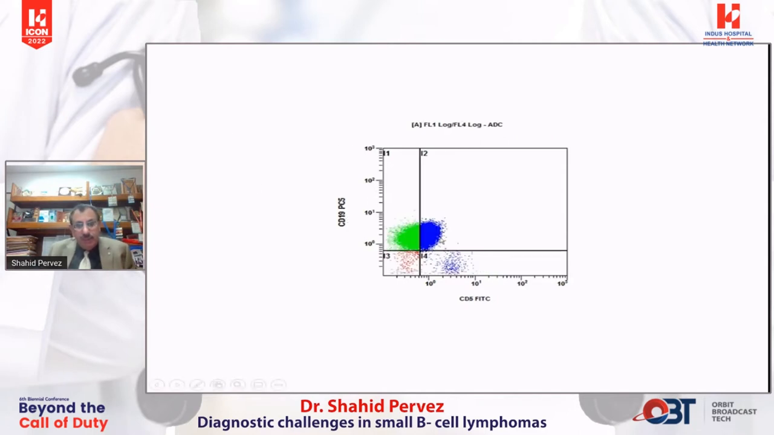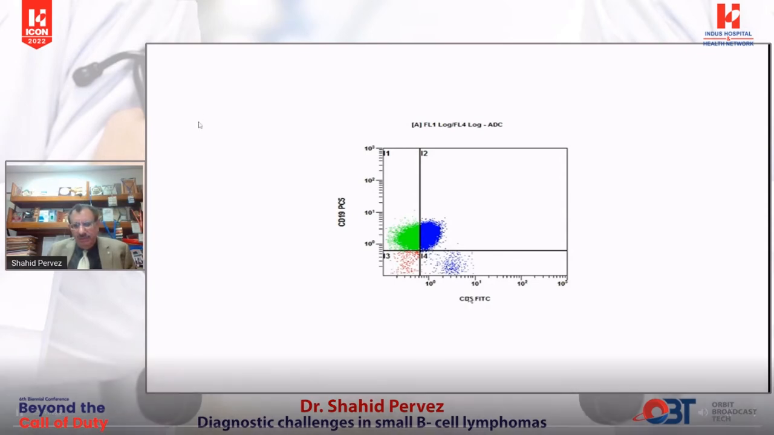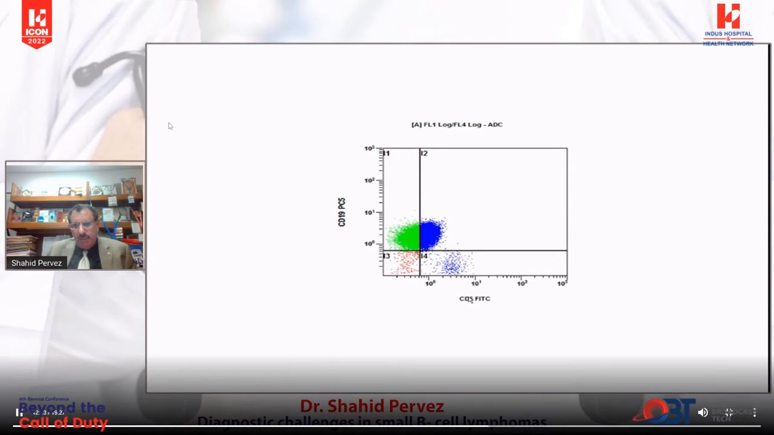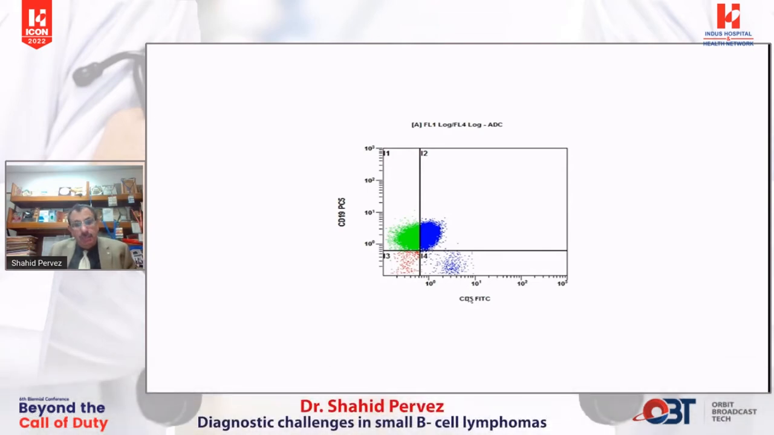Here, again, you see the bright positivity of these neoplastic lymphoid cells to both B cell markers CD19 and CD5. So, if we see a small neoplastic population of lymphoid cells which is double positive for a B cell marker like CD19 or CD20 and CD5, then our differential diagnosis is literally limited to two entities, that is SLL or CLL and mantle cell lymphoma, right? There are some other conditions like CD5 positive large B cell lymphoma, but there the morphology is different.